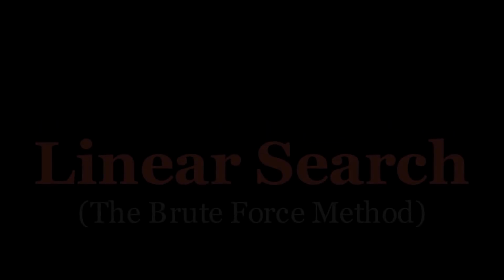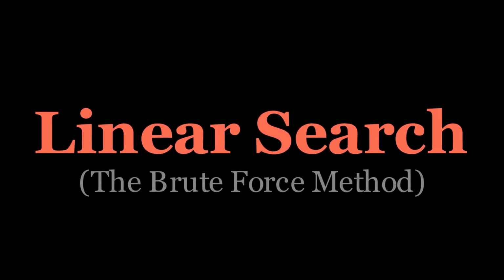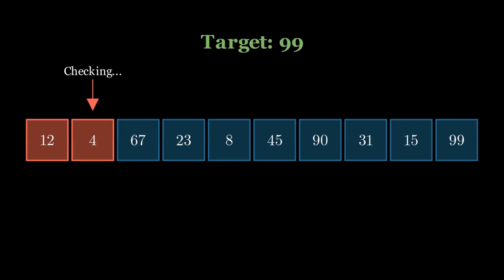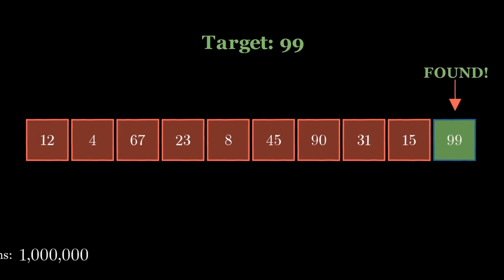binary search. Before we master binary search, we have to look at the brute force method, linear search. This is how a computer naturally reads, one item at a time. If we are looking for the number 99, the computer checks the first box. Nope. The second? Nope. It keeps going. If your data has 1,000,000 items, and your target is at the end, you have to make 1,000,000 checks. We can do better.